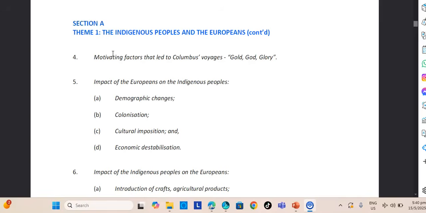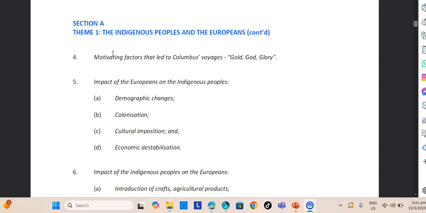As we said before, gold means economic motives. Columbus was in search of a new trade route to Asia. European nations, especially Spain and Portugal, were eager to find an alternative route to the East Indies, which was rich in spices, silk, and gold. The overland routes to Asia were very long, dangerous, and controlled by Muslim powers, particularly the Ottoman Empire, which taxed goods heavily. Columbus believed he could sail west across the Atlantic and reach Asia faster.